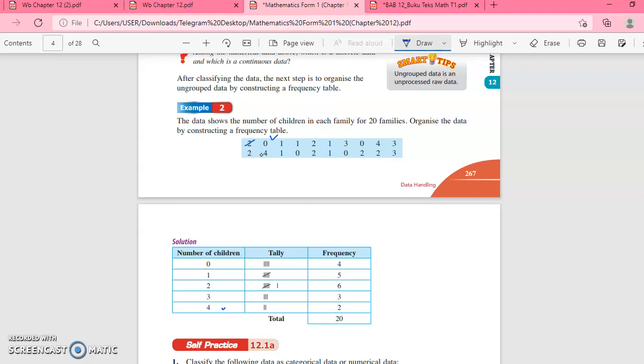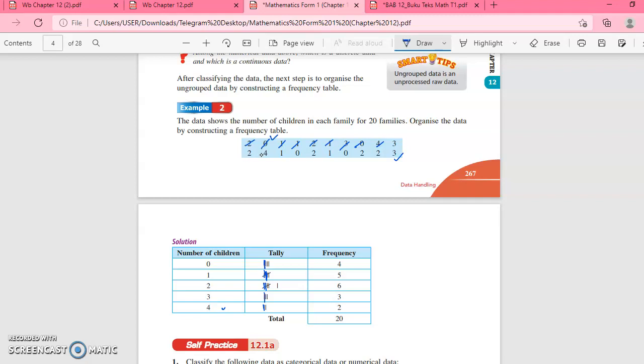So you write 1, 2, 0, you write another stick. 1, then you write another stick. 1, you write another stick. 2, 1, 3, 0, 4. You do it until the last one, with 3 children.